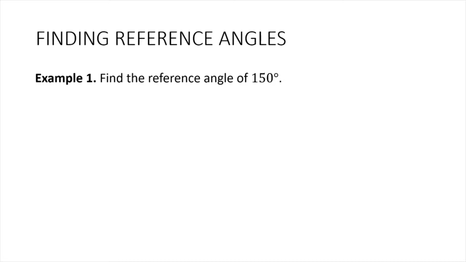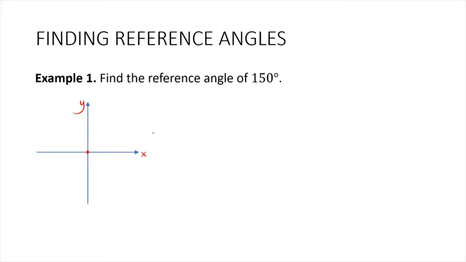Now let's look at some examples of finding reference angles. First, we are asked to find the reference angle of 150 degrees. To find reference angles, it is highly suggested that we sketch the angle in the Cartesian plane so that we can easily find the reference angle. So let's say this is the Cartesian plane. We have here the y-axis, the x-axis, and the origin.